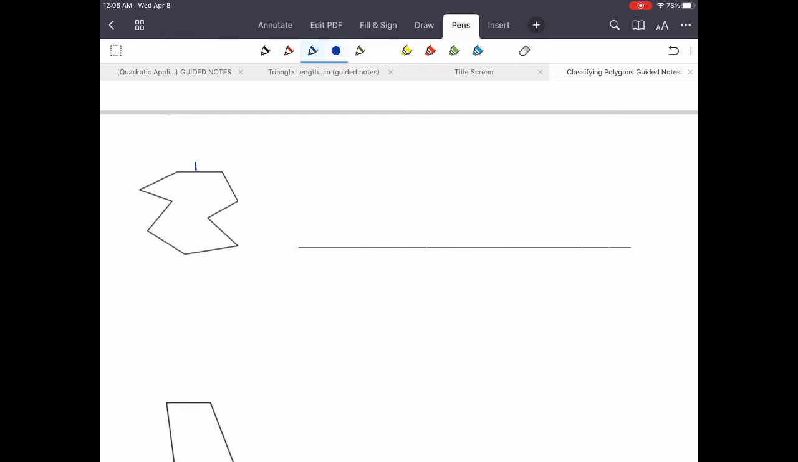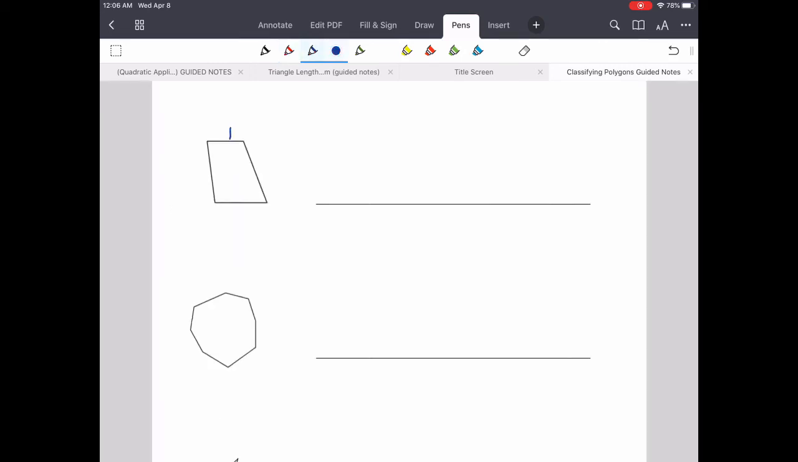The next example here, count the number of sides. All right, we have 1, we have 2, and I'm noticing that they're not all the same length, nor do the angles look the same. 3, 4, 5, 6, 7, 8, 9. So that has 9 sides. So not all the sides are the same. That's an irregular nonagon. And this is our first example that is concave. You'll notice right here, it kind of caves in. Also right here, it caves in.